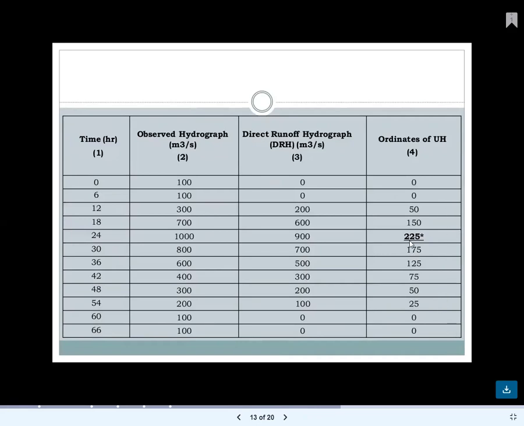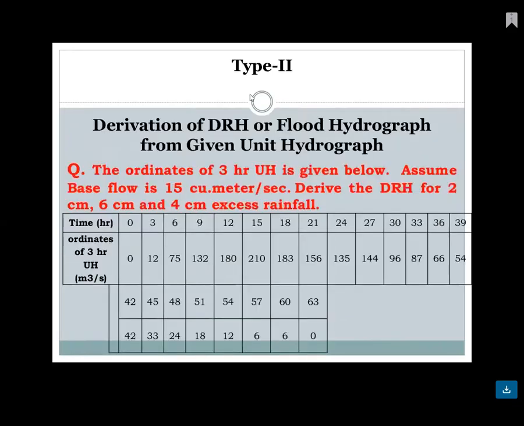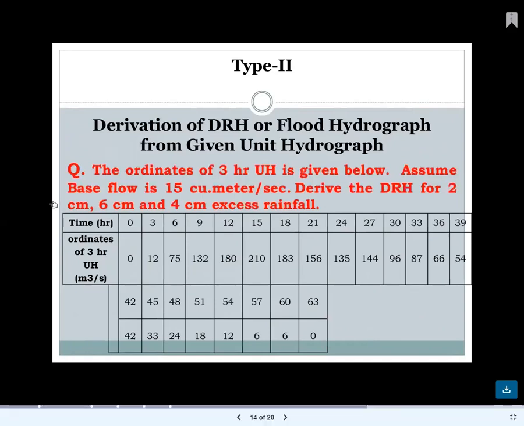So the maximum value is 225. I mark it with a star. That is 225, the peak.